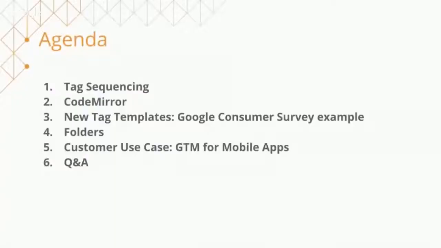All right, so let's take a look at the agenda. Today we're going to talk about tag sequencing, code mirror, new tag templates, and give you an example of the Google Consumer Survey tag template, and also folders. We're going to do all that before we then hand it over to Caitlin and go through mobile GTM for mobile apps. And then, as always, we'll end with Q&A. So we're going to be going back and forth between slides and a demo and just having a really good conversation about GTM.